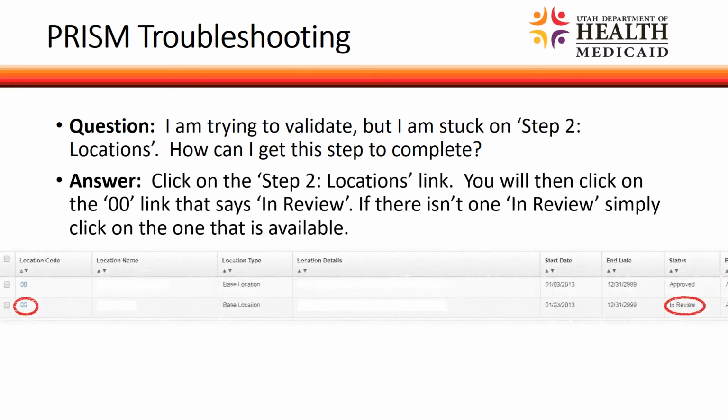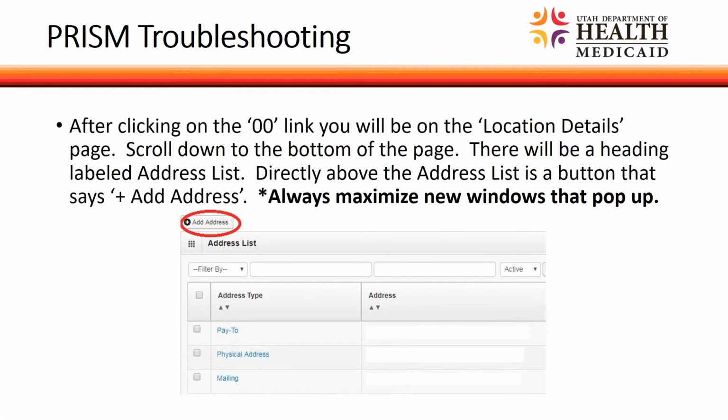Click on the Step 2 Locations link. You will then click on the 00 link that says In Review. If there isn't one in review, simply click on the one that is available. After clicking on the 00 link, you will be on the Location Details page. Scroll down to the bottom of the page. There will be a heading labeled Address List, and directly above the address list is a button that says Add Address. And remember to always maximize new windows that pop up.